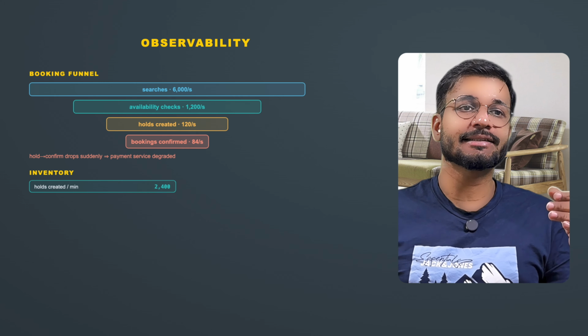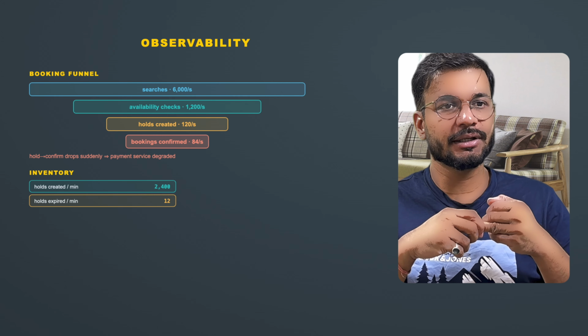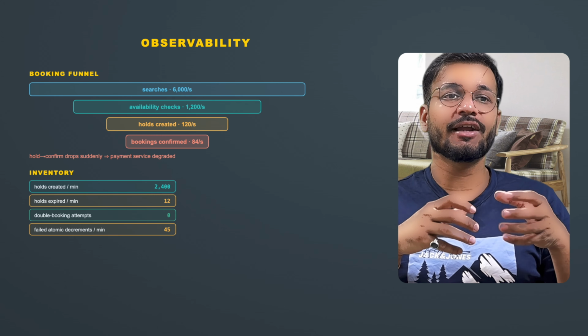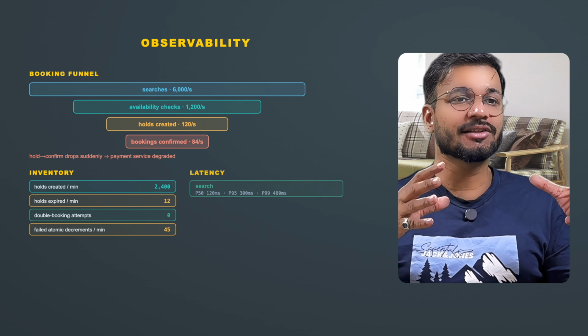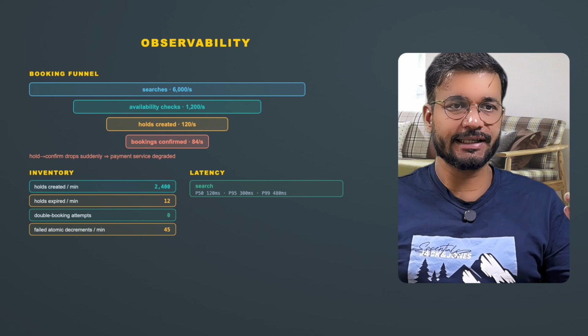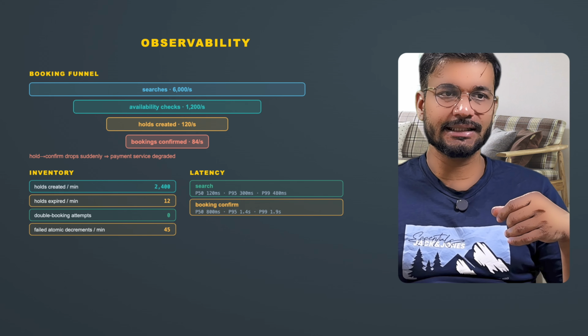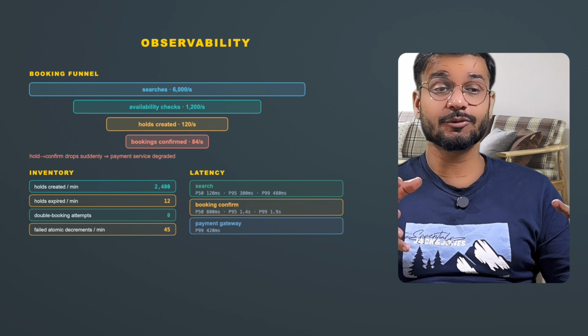Then the second is inventory metrics: holds created per minute, holds expired per minute, double booking attempts, then failed atomic decrements. Then the third is latency metrics. We have P50, P95, P99 for the search latency. Then we have P50, P95, P99 for booking confirmation latency. And then we have payment gateway response time.